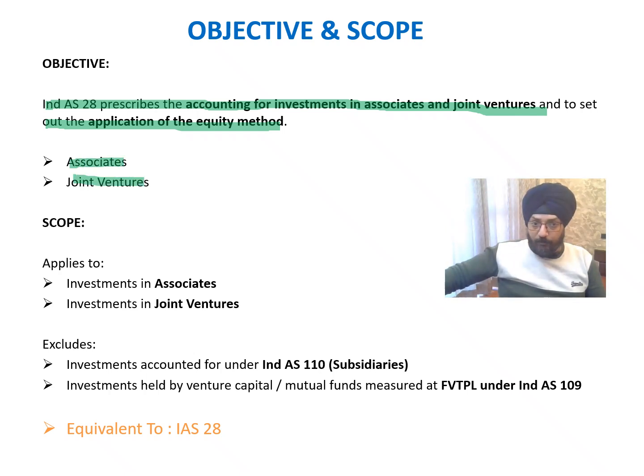When we look at the scope, it applies to associate and joint venture, but it excludes two specific areas. First, where the investment in the other entity is such that the other entity becomes a subsidiary of the first, which is like a parent, holding an investment in the subsidiary which is over and above, or not equal to, either the joint venture or the associate. And second, when investments are held by venture capital organizations or mutual funds, which are measured at FVTPL, which is fair value through profit and loss account.